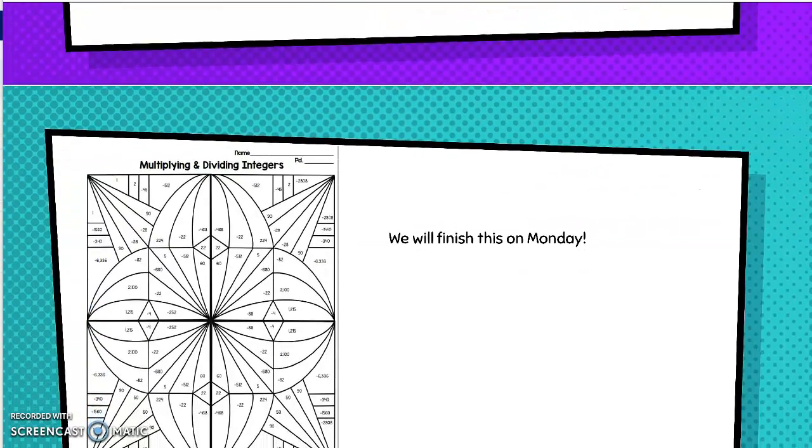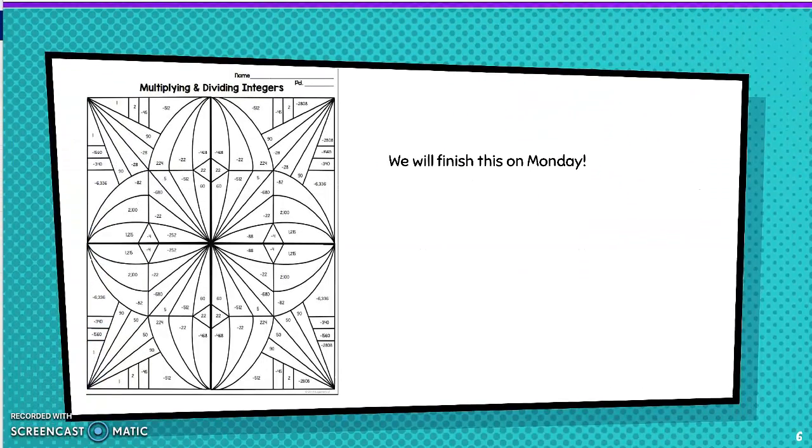Okay. So now what you're going to do is work on this multiplying and dividing integers color by number. You probably won't finish it today. That is okay. We will finish it on Monday, but just so you're on track, I think you should be about halfway done with it by the end of class. And then we'll finish it on Monday. Don't forget you can use your notes. What you cannot do is use your neighbor's worksheets. You cannot copy your neighbor's.